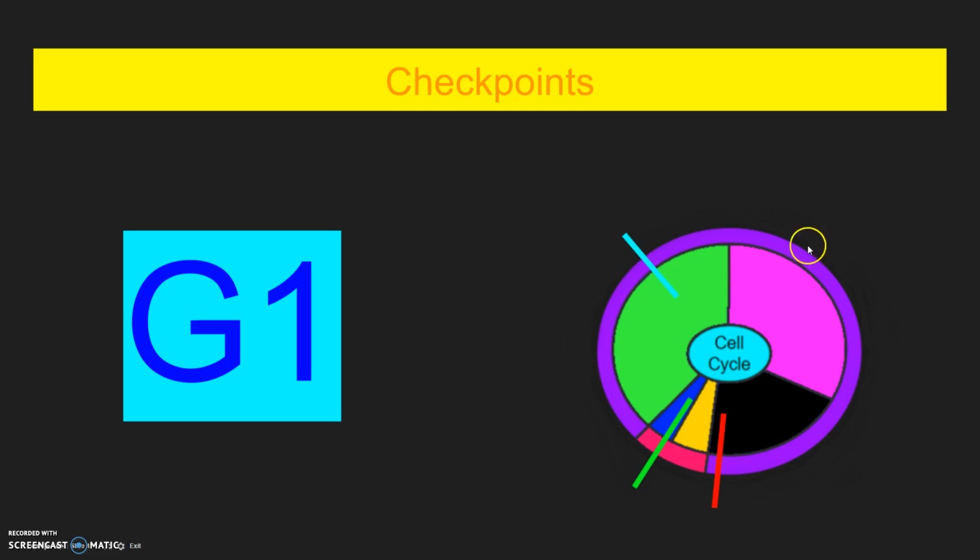However, if the cell goes all the way around and makes it to the G2 checkpoint here, it still has the chance of having some minor deficiencies where it can still enter into the G0 stage.